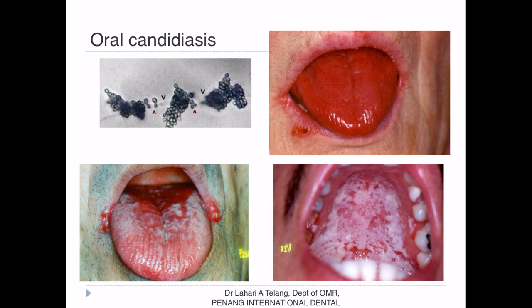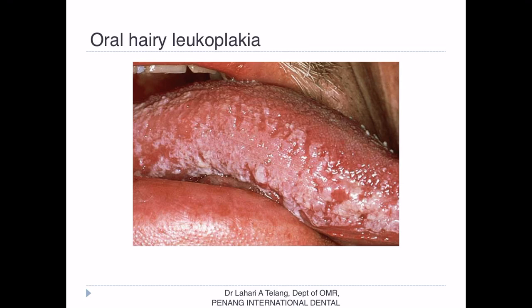Hairy leukoplakia: the classical picture that comes to your mind would be a lesion on the lateral border of the tongue, very similar to oral leukoplakia, with a plaque-like appearance. But the best part is this disease is not potentially malignant. It's caused by Epstein-Barr virus, and it can be used as a prognostic indicator. If the patient is put on HAART, the antiretroviral therapy, these lesions can subside.